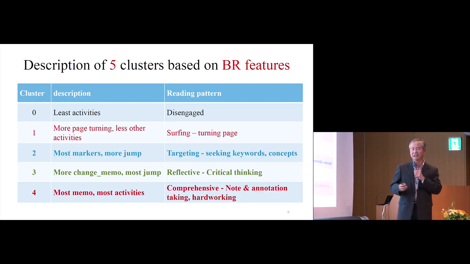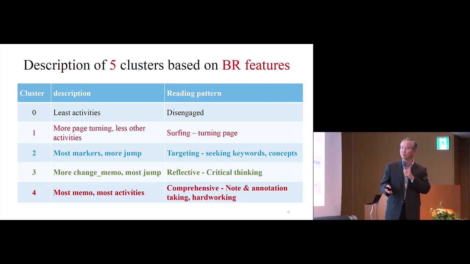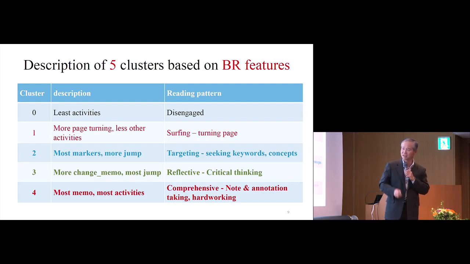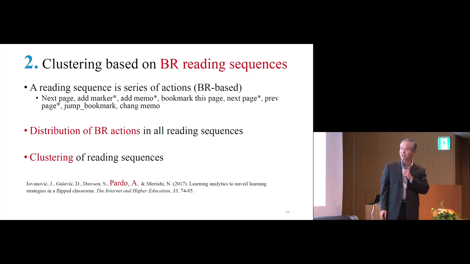For cluster 3, there's more action on change memo and most jump. So it's a kind of reflective. Students would like to think twice and do critical thinking. And for cluster 4, they have most memo and most activities. We define it as comprehensive. So they take lots of notes and are hardworking students. So in general, we classify it into 5 clusters.